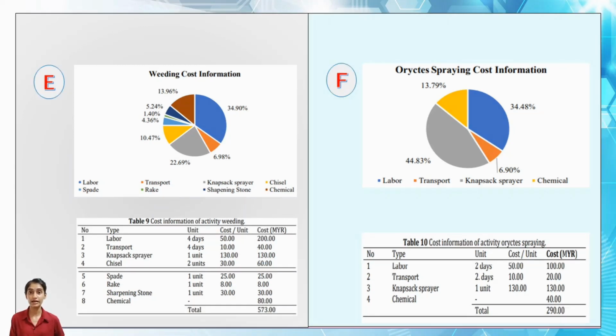Based on activity E, the ABC method would enable the administration to obtain proper and dependable product cost data of the manufacturing process. The labor cost is the highest cost among others. Final activity, which is activity F. ABC helped management to track the expenses to the product inside an activity. From Table 10, the equipment cost, which is the knapsack sprayer, is the greatest cost among others.